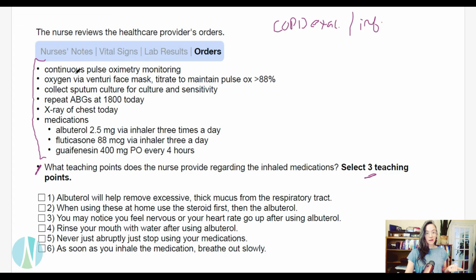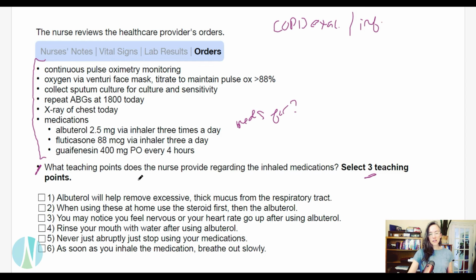All right, oxygen via Venturi face mask. Titrate to maintain pulse ox at greater than 88%. Okay, collect the sputum culture for culture and sensitivity. Repeat ABGs at 1800 today. X-ray of the chest. Medications, albuterol, fluticasone, and guaifenesin. So it's good to know what all of these meds are for.